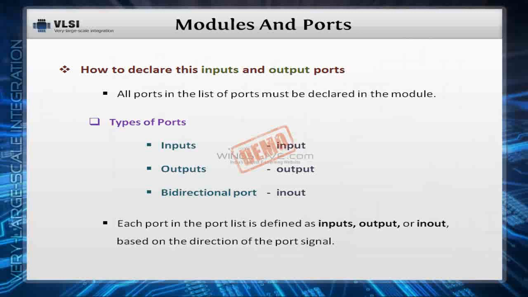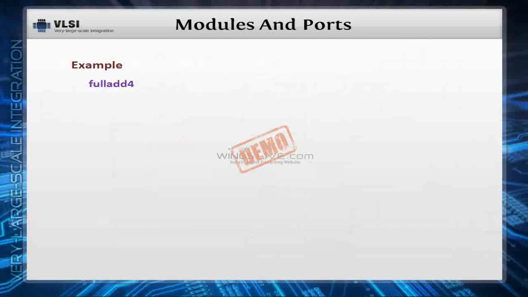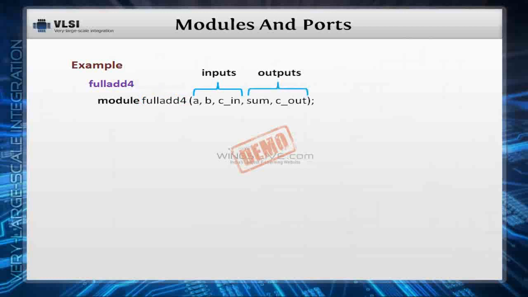Thus, we shall give the port declarations, the example of the full add 4, and it's like this. As usual, we start with the keyword module, and then the module name, which we named full add 4, and then inputs and outputs are enclosed in brackets. Now we know that A, B, and carry in are inputs, and sum and carry out are outputs. But we need to mention them in the coding, which are inputs and which are outputs.